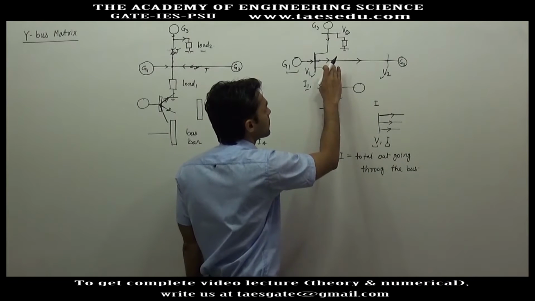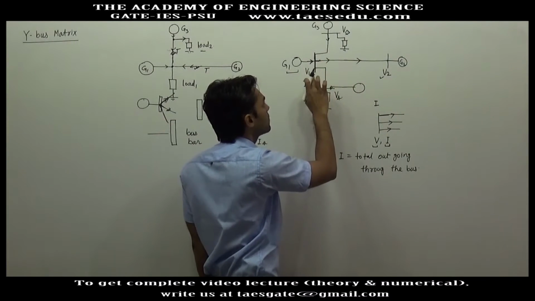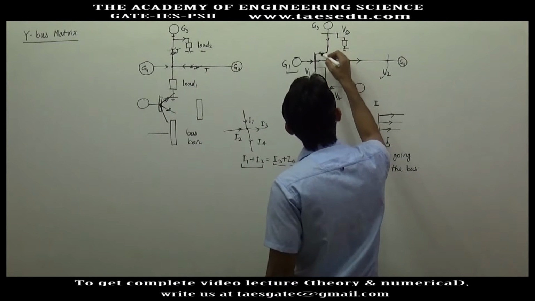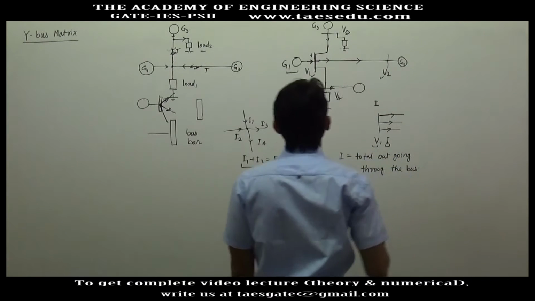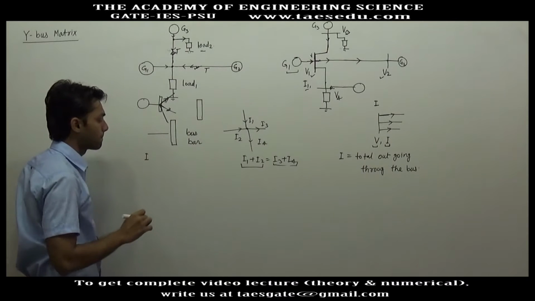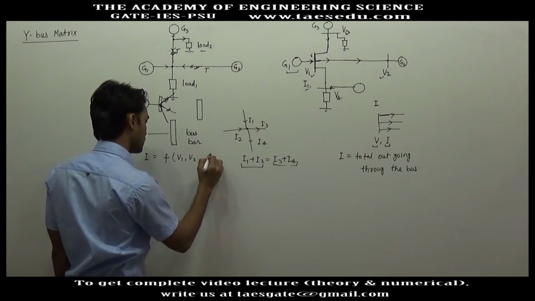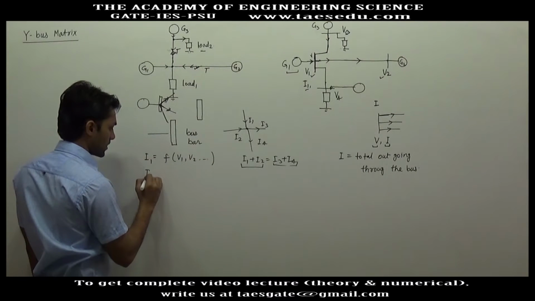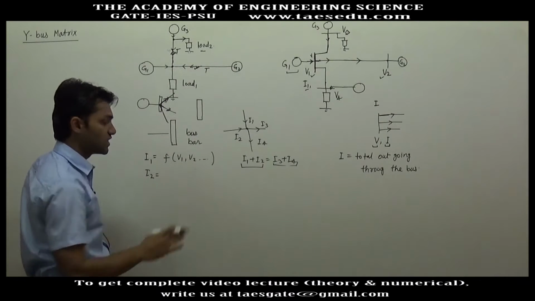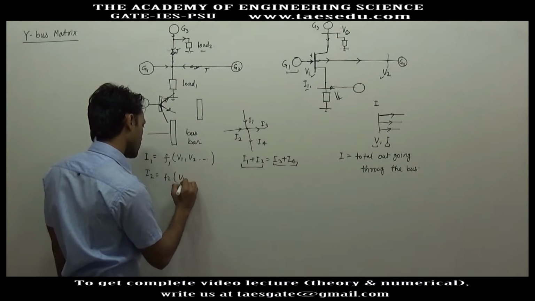this current constitutes part of the current of bus 1. So this current depends upon V1 and V2, so the current of bus 1 will also depend upon V1 and V2. Similarly, the current flowing in this line will depend upon V1 and V3. So in general, all the currents are functions of all the voltages V1, V2. Similarly, the current at bus 2 will obviously be a linear function of voltages. This will be a function of all the voltages.